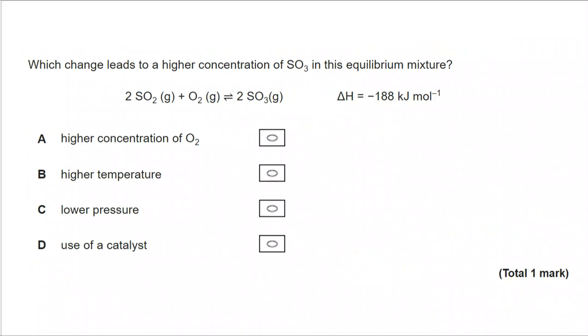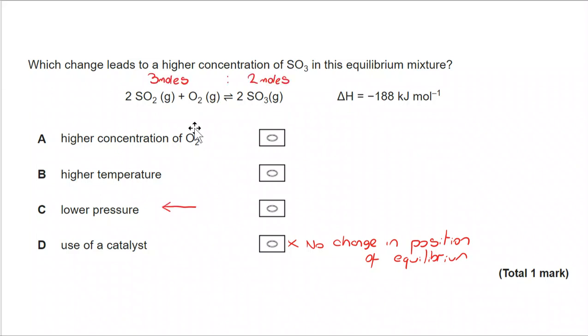And now you've had a go to try it, let's work through. Going to dismiss D straight away because catalysts do not change position of equilibrium, they change how quickly equilibrium is reached. If I then go on to pressure, if I lower the pressure, actually I've got more moles on the left hand side. Lowering pressure will shift equilibrium to the left, that will mean less SO3.